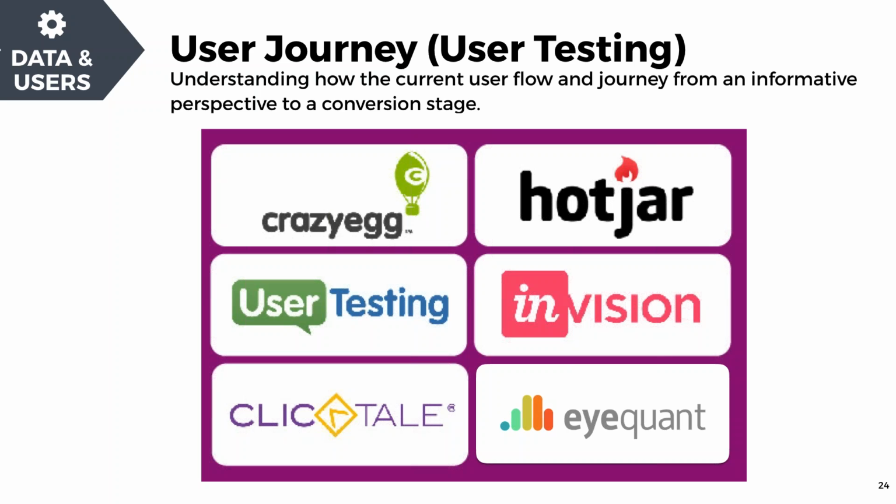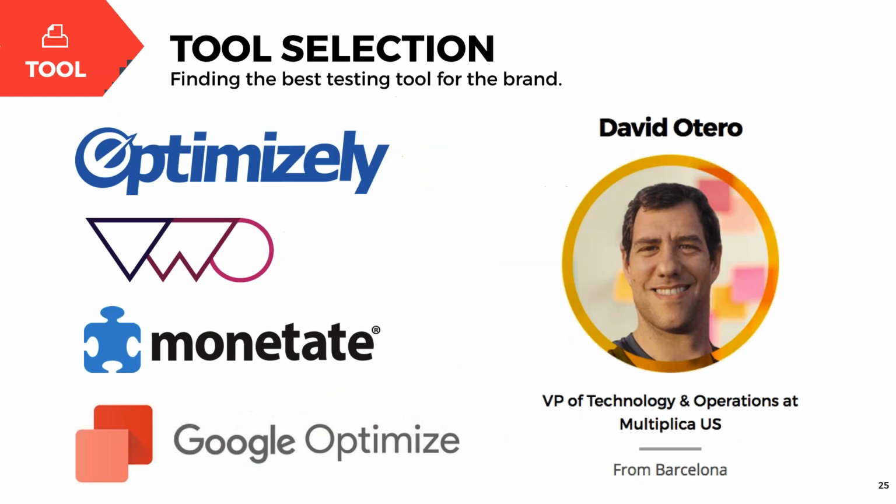Now, speaking of tools, that's when we have the tool selection process. And David is going to talk much more in depth in just a little bit about the tool selection, but the tool selection is all about finding the best testing tool for your brand. So of course there's Optimizely, VWO, Monetate, and Google Optimize, just to name a few that we use for all of our clients. And again, that idea of being tool agnostic, not favoring one tool, it's really what's best for your brand. And once all that is out of the way, then that's when we focus on the strategy.